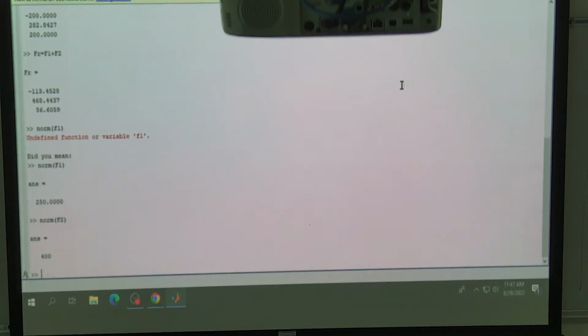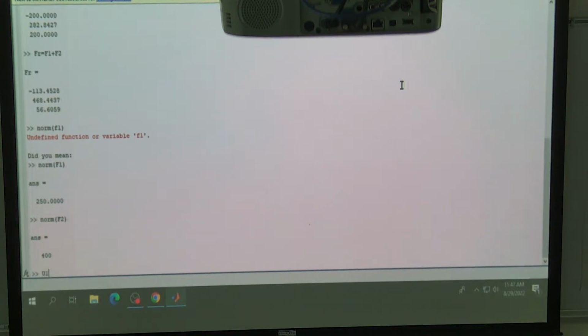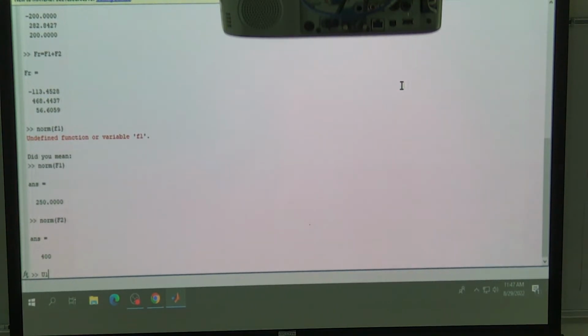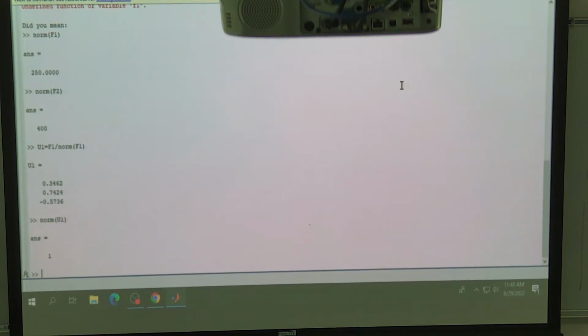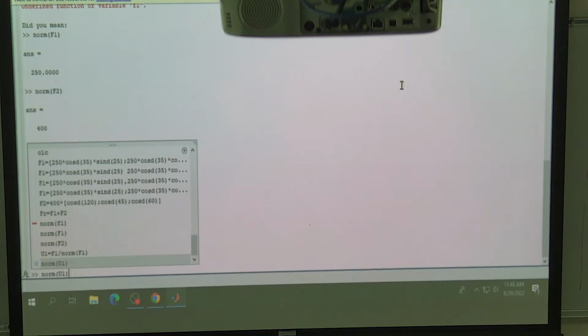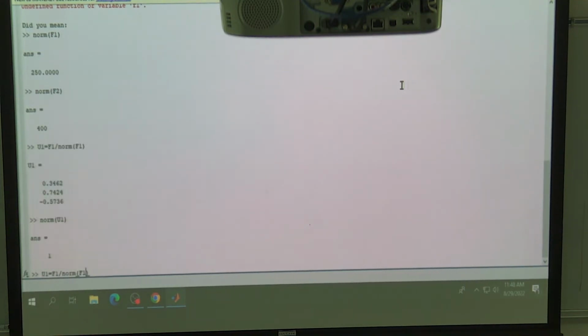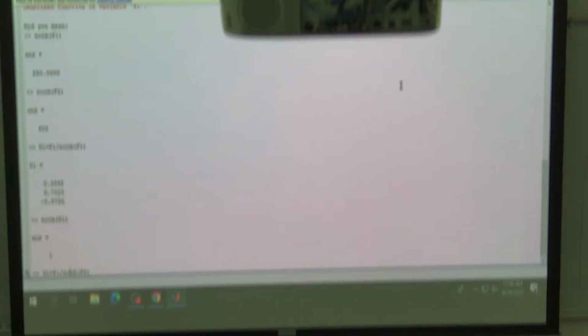So how do you find the unit vector? Unit vector in the first direction, I'll just call it U1. It's just F1 divided by the norm of F1. And there it is. But guess what? If I want to take the norm of this vector, what do you think it's going to be? It's just 1. But I've got two vectors now. Well, let's do the U2 one.